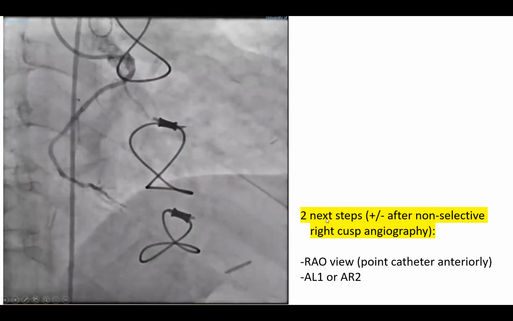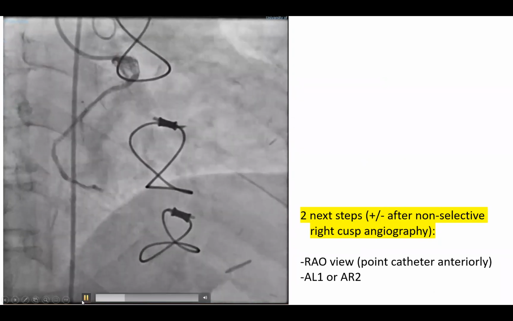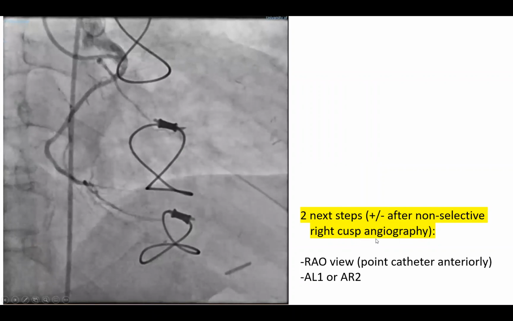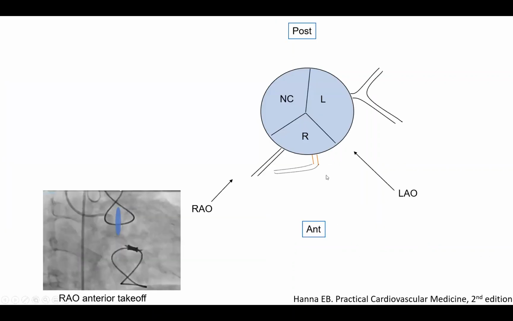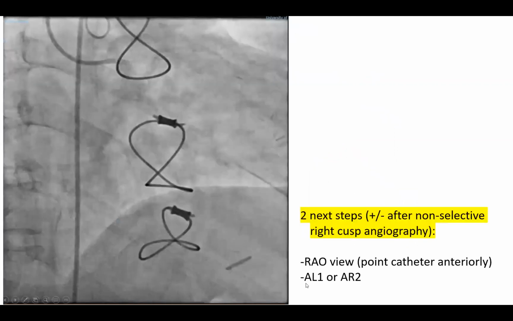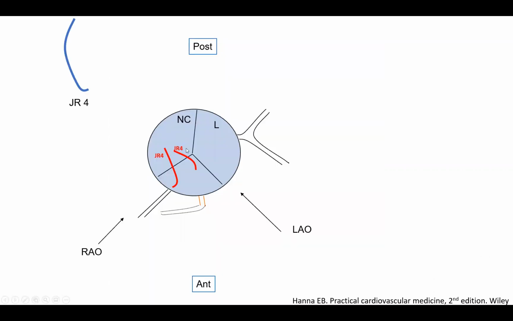There is another tip. So the steps to do in that case, as I explained: one, you try to give non-selective right cusp angiography. Two, you do RAO view and you point the catheter anteriorly. Or if you do LAO, you have to make the catheter point at you, which is difficult to engage with the catheter pointing at you. And three, you need a catheter that reaches that anterior RCA, okay? The standard JR4 and Amplatz right 1 do not reach an anterior RCA, and here I'll explain why.